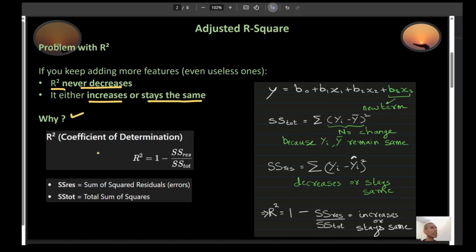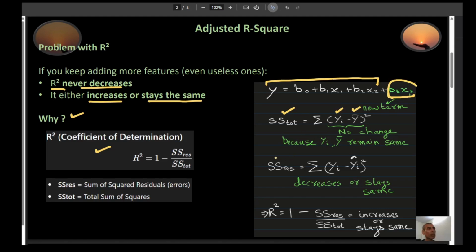Why is that? Let's understand this through this equation right here. This is the equation of my R square, which is equal to 1 minus the sum of squared residuals divided by the total sum of squares. Suppose this is my original equation, and this term is the one that I'm adding. So this is my new term now. My SS total is the summation of (yi minus y mean) squared. If you look at these terms, your yi and y mean do not change because of the addition of this term. This term has no influence on your actual target variable or on your mean. So your SS total is going to be the same.